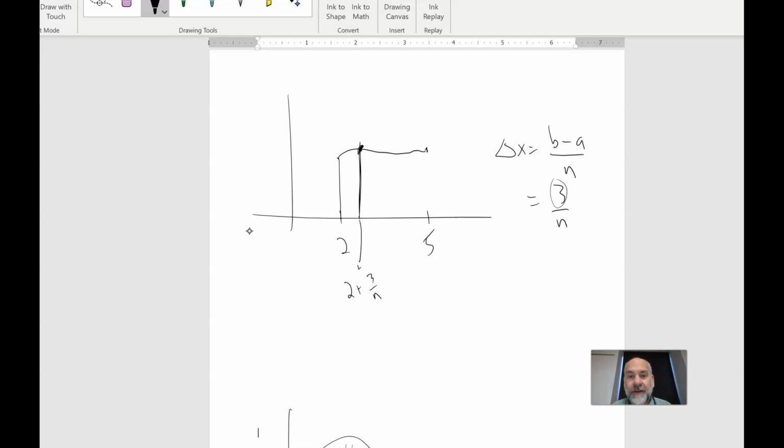And then you plug that into the function. The next one would be 2 plus 2 times 3 over n. And so if you do a bunch of these, then any given one, if I skip ahead, is going to be 2 plus i times 3 over n, whatever number it is. If I'm up to the 5th rectangle, then it's going to be 5 times 3 over n.